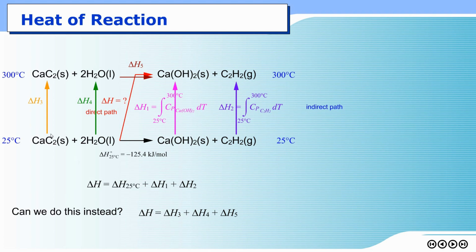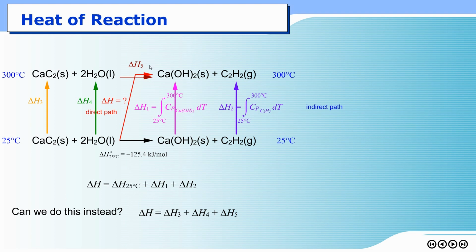I will explain to you right now. If you choose the yellow, green, and brown path, in that case, delta H would equal delta H3, delta H4, and delta H5 combined. The problem would be like this. There are 2 problems actually. First, delta H5 here is essentially the heat of reaction at 300 degrees Celsius, which normally is not available. That's the first trouble that we are looking at.